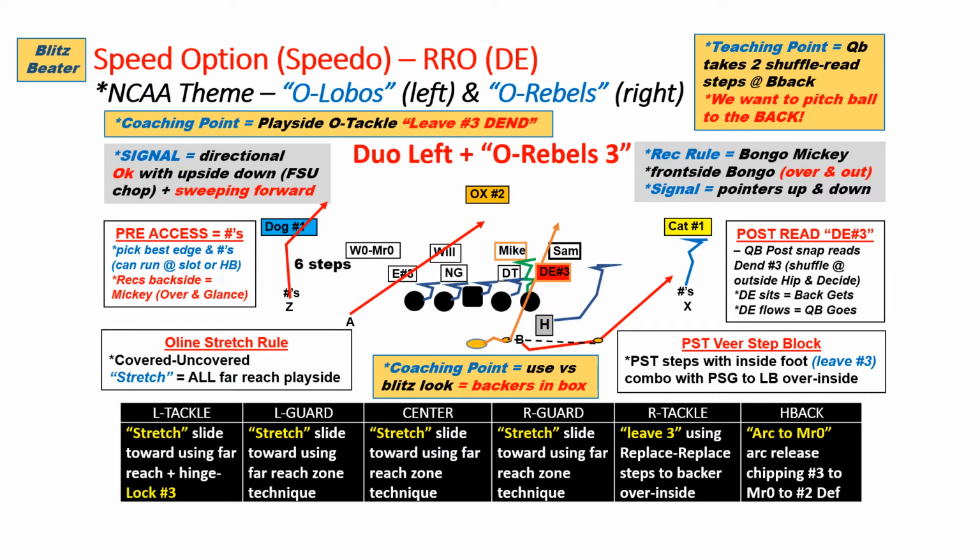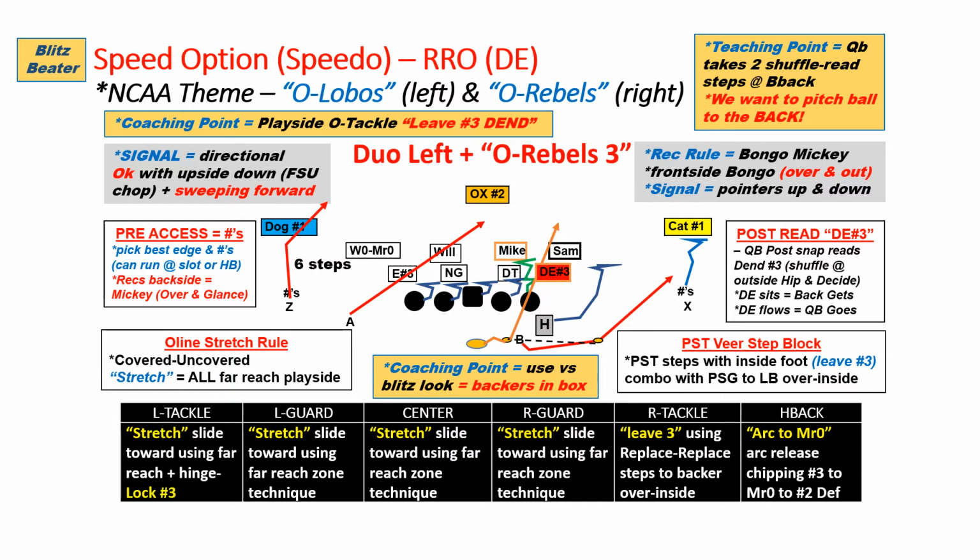Again, real simple. We do what's called a leave 3 technique with our play side tackle. And the way that gets communicated is we just add an O to the front of our Rebels or Lobos call. And then we're going to read what we call number 3 defender, which is the defensive end there. Again, O-line's all going to use their stretch zone towards the call. So the example here is to the right.